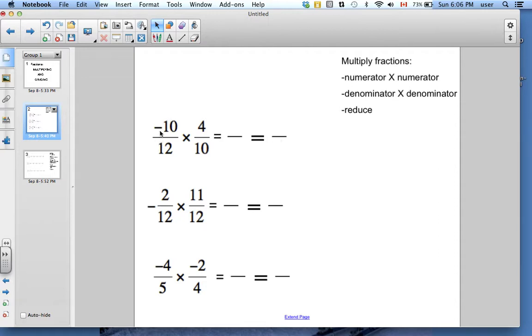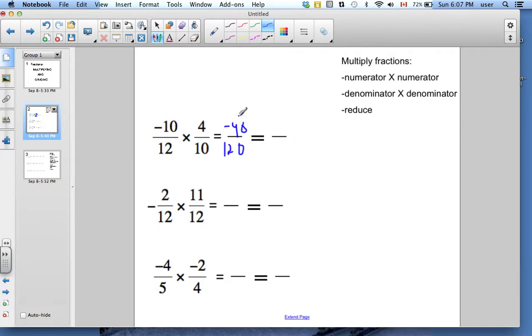So the first thing we're going to do is multiply our negative 10 by our 4. And with that, we get negative 40. The next thing we're going to multiply is our 12 by our 10. And here we're going to get 120. Sorry for it being messy.